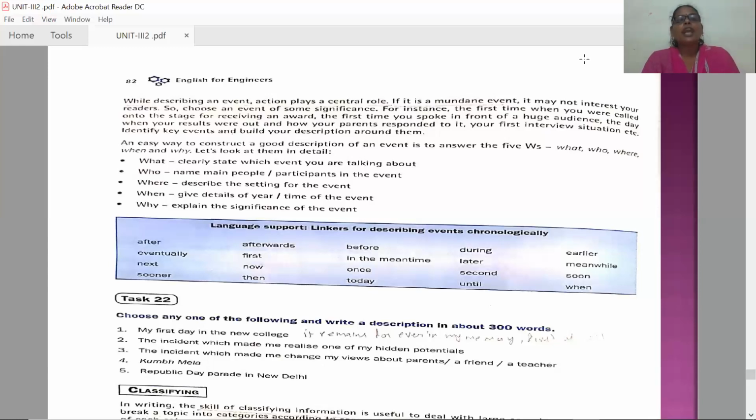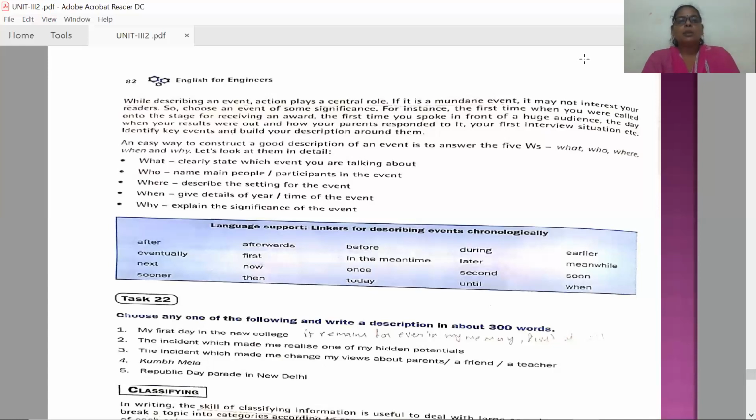So you should be very careful when you are doing this description of events. This what, who, where, when, why. You should keep all these things in your mind and describe an event. And here they have given a few linkers for when you are describing events chronologically. What are those linkers? Words which can support you in a sentence.